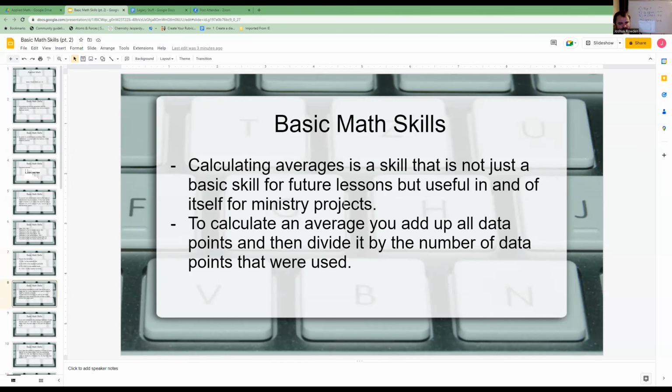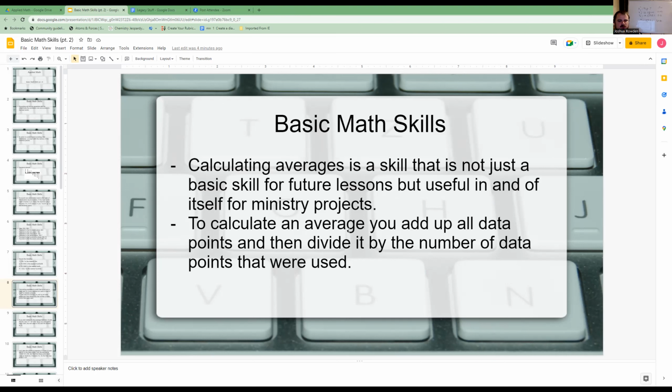Averages is something extremely useful. It's going to come up in a lot of the stuff we do. It'll come up in budgeting. It'll come up in projecting things for churches. And so it's something that is useful for our future lessons and just real life ministry projects. If you're a sports fan, you're always thinking about averages. It comes up in this class. You want to calculate your average for school. So really averages are something that come up a lot.